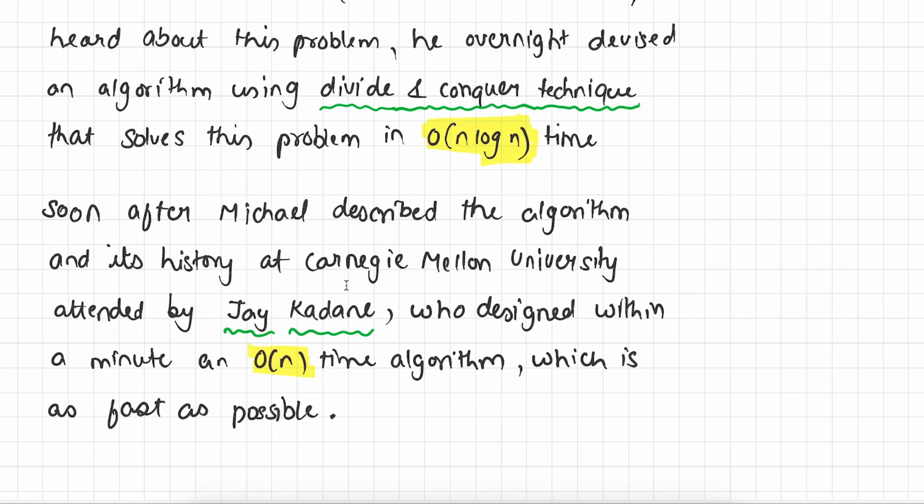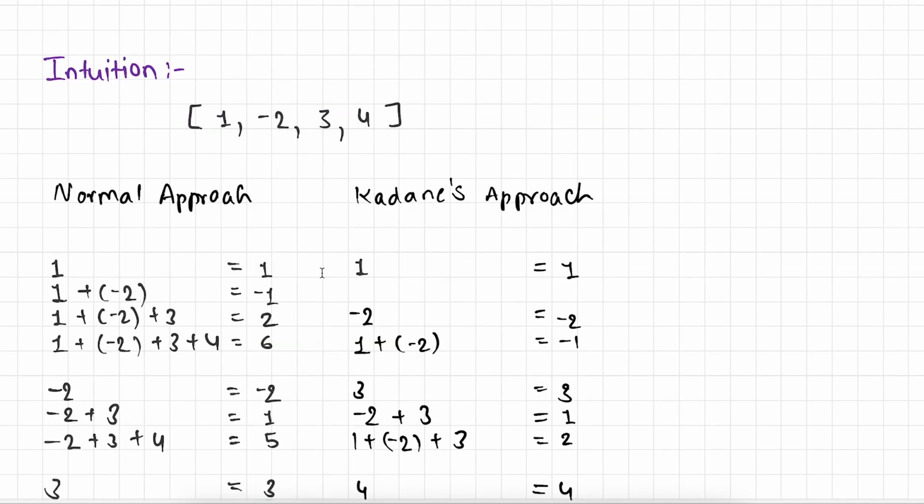So one day Mr. Michael visited Carnegie Mellon University and he was describing this algorithm and its history. Eventually, Mr. J. Kadane was also present there. And when he first heard about this problem, he immediately wrote an algorithm that can solve this problem in big O of n time. And that algorithm is the fastest so far. So this is all about the history of Kadane's algorithm, and this algorithm is named after J. Kadane. So far so clear?